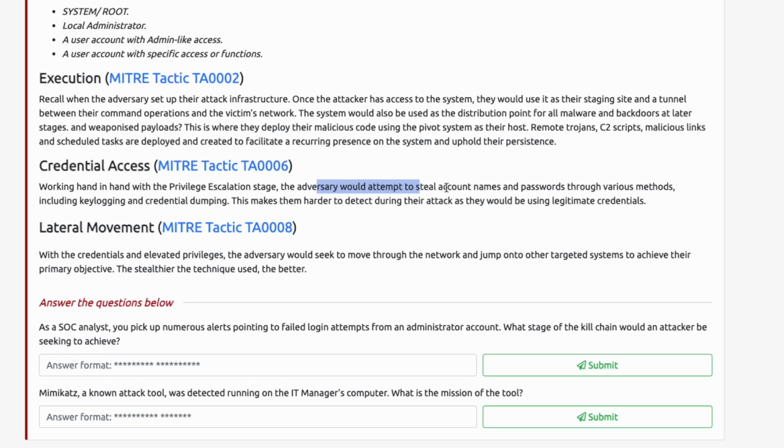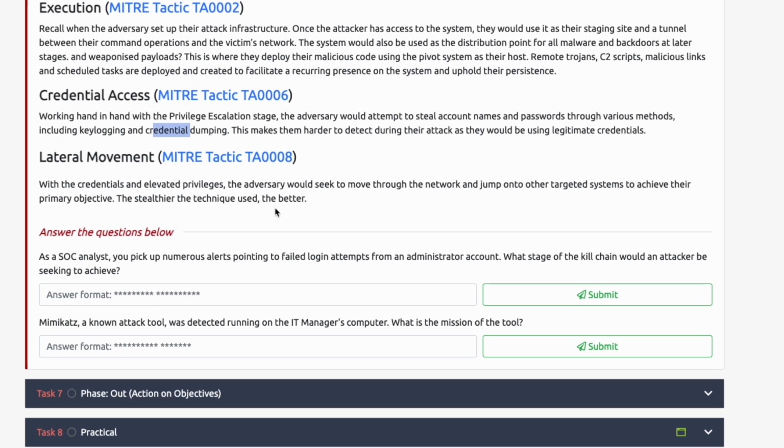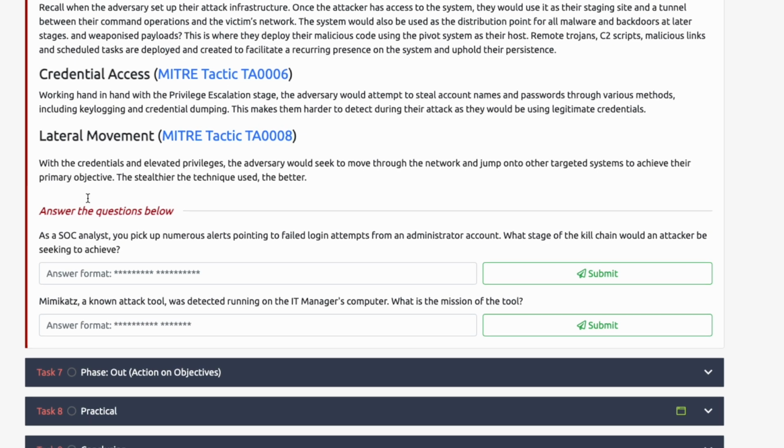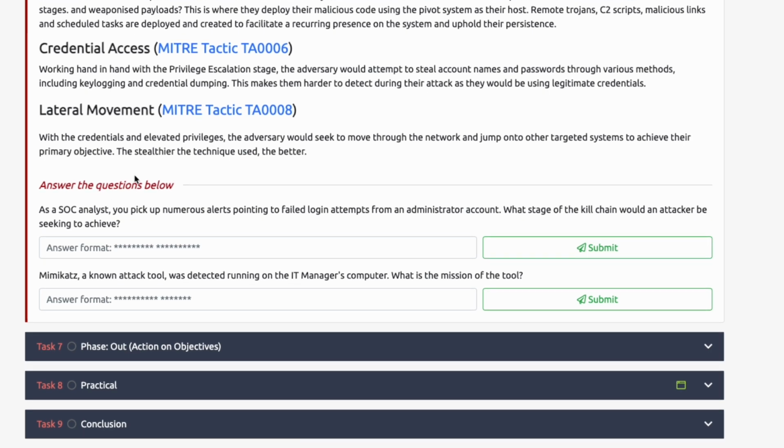The adversary would attempt to steal account names and passwords through various methods, including keylogging and credential dumping. This makes it harder to detect them during their attacks as they would be using legitimate credentials. Oof. And then lateral movement. With the credentials and elevated privileges, the adversary would seek to move through the network and jump onto the targeted system to achieve their primary objective. The stealthier the technique used, the better.